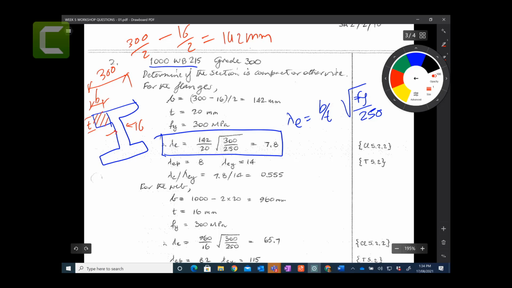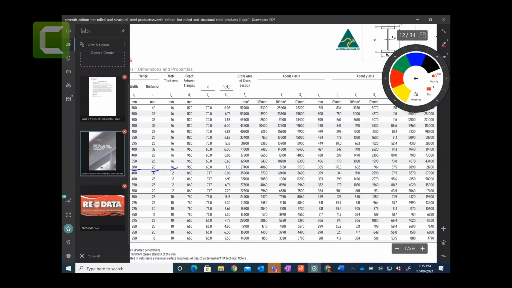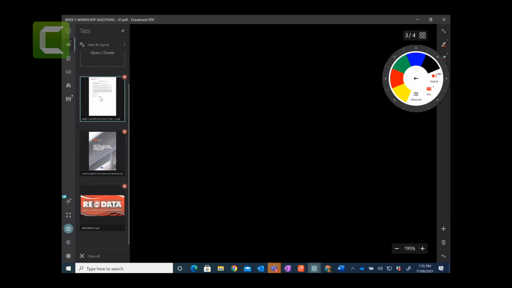That is your b. Thickness 20 is given in our OneSteel tables. So for the b on t ratio, you take 142 over 20. If you would like to confirm it, the OneSteel tables give you the b on t ratio for the flange, and this is the b on t ratio for the web. So you can confirm that 7.10 is the value that you can use.